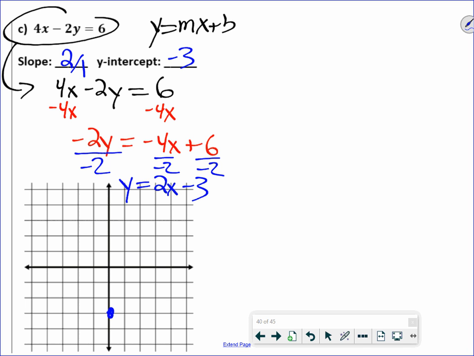Now, you can change slope into a fraction, any whole number in a fraction, by writing it over 1. Once again, slope is a pattern that repeats. And so there is my graph line.